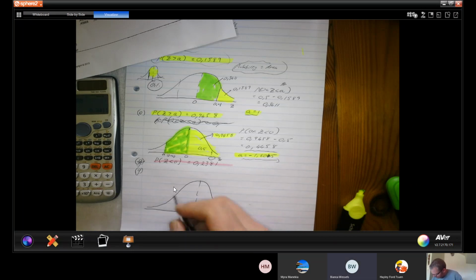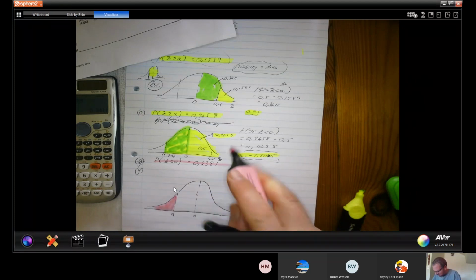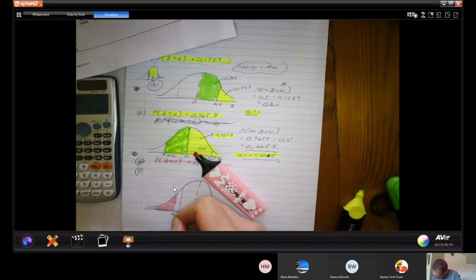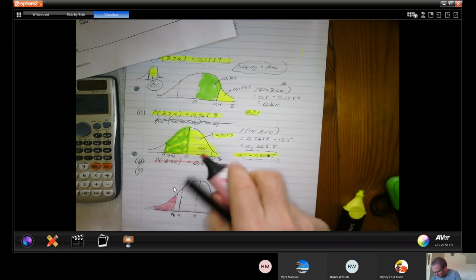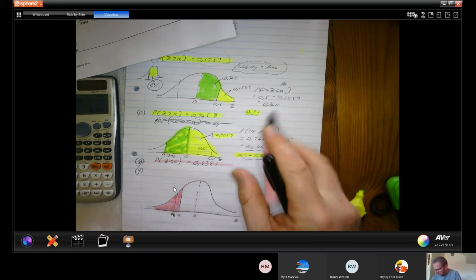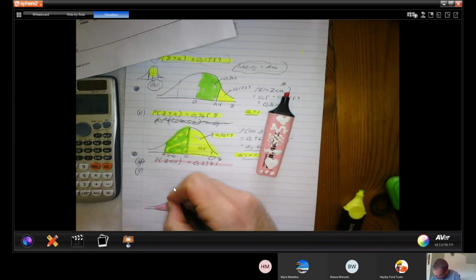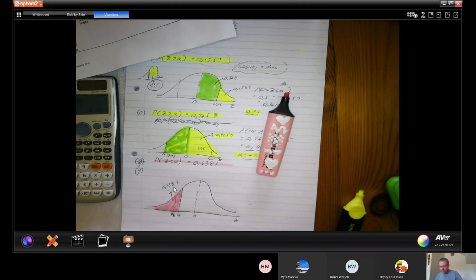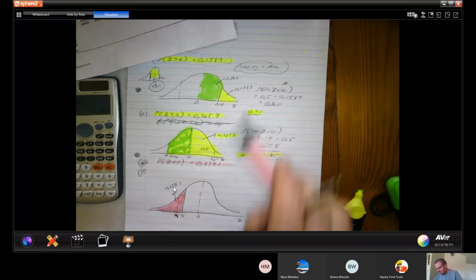The area to the left of A, that area over there, is probably a bit more to the right than I've drawn it. In fact, it's almost 25%, so it's almost halfway through. So A is going to be somewhere around about there, because this area to the left of A is 0,2381. Okay, so good. That's to the left.